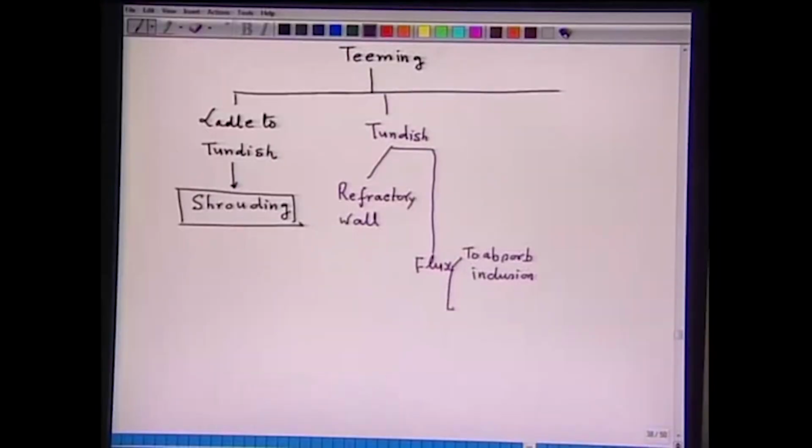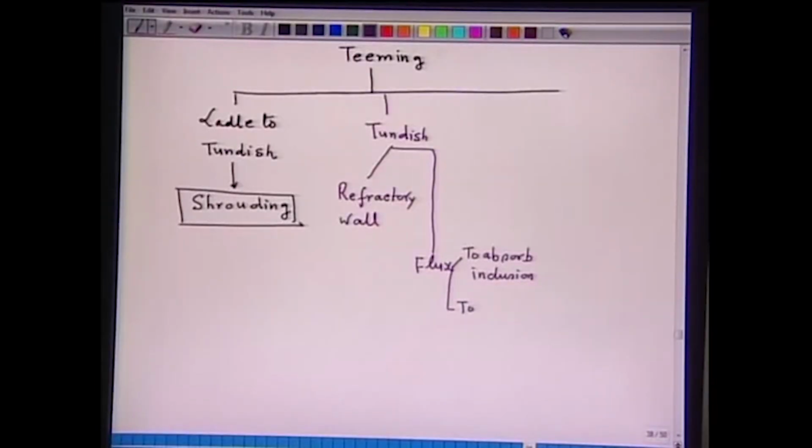Now, another important property that flux does, it shields the molten steel contained in the tun dish from atmospheric reoxidation. So, it prevents air from atmosphere. So, that means the proper selection of the flux for tun dish is important to control the inclusion formation.